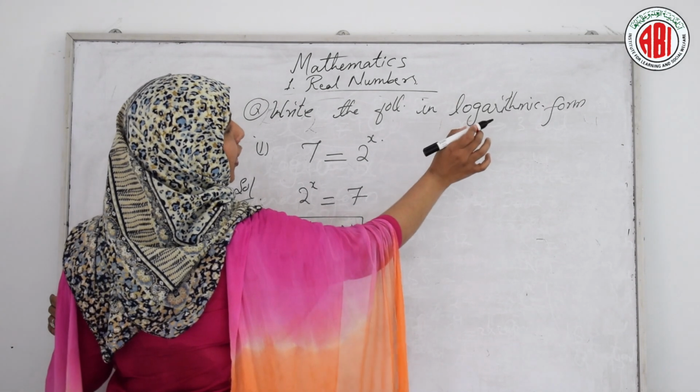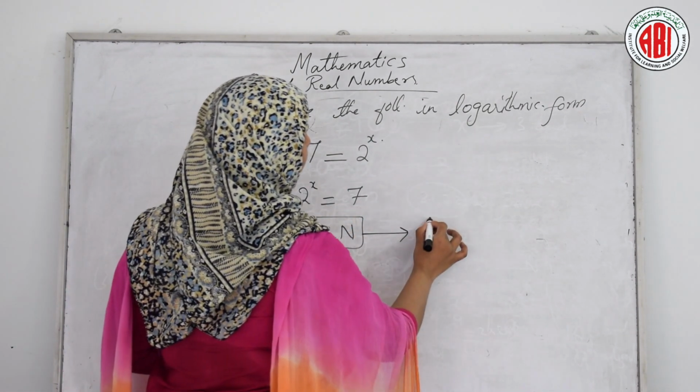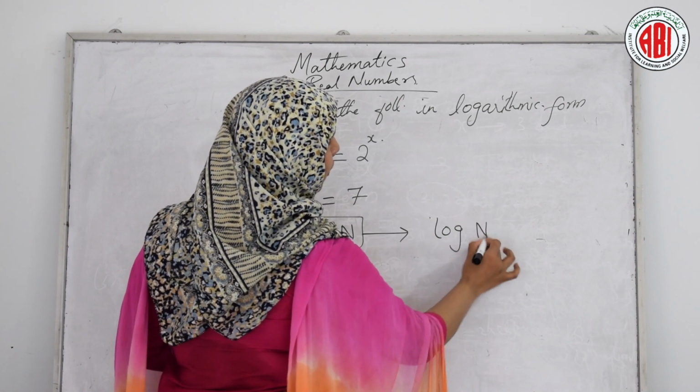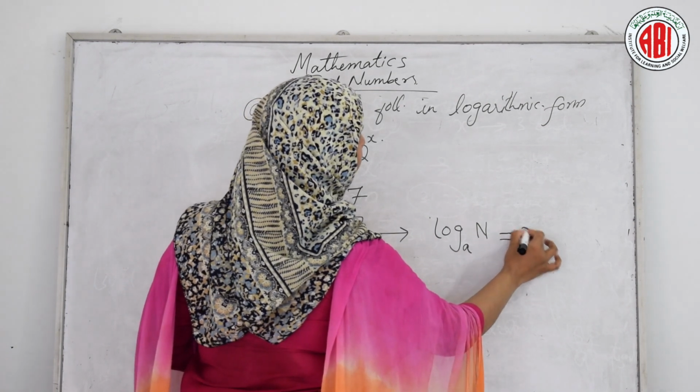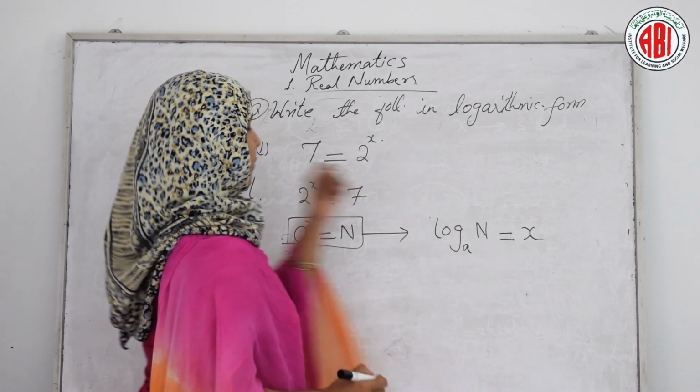Write the following in logarithmic form. This you have to write in the logarithmic form. What is it? Log n base a equals x. I told you, the exponent is the answer of logarithms.